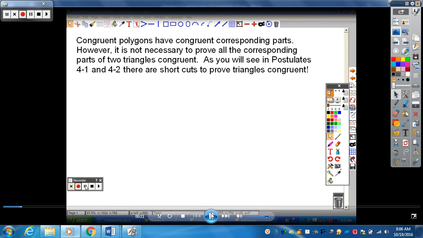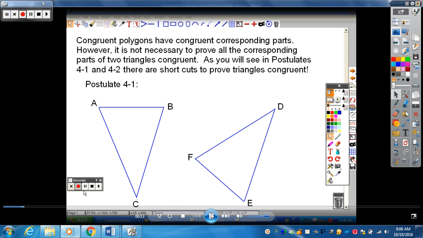But congruent polygons have congruent corresponding parts. Okay, we know that, sides and angles. However, it is not necessary to prove all the corresponding parts of the two triangles congruent. I've told you that. As you'll see in postulates 4.1 and 4.2, there are shortcuts to prove the triangles congruent. So here's what we have. I'm trying to show you right now one of those shortcuts.